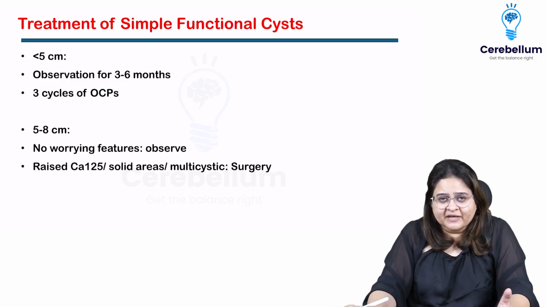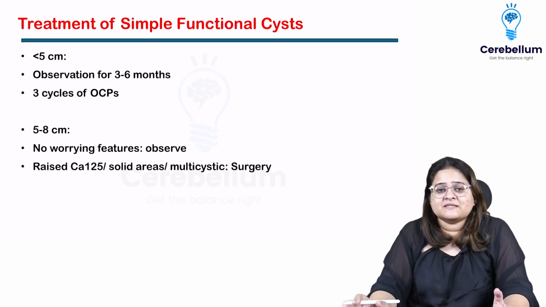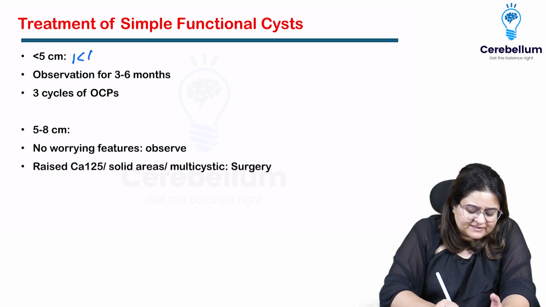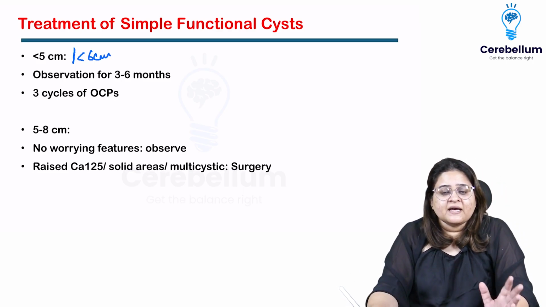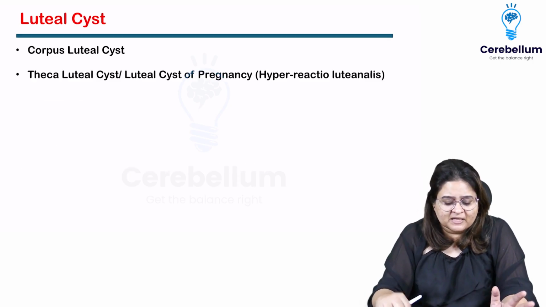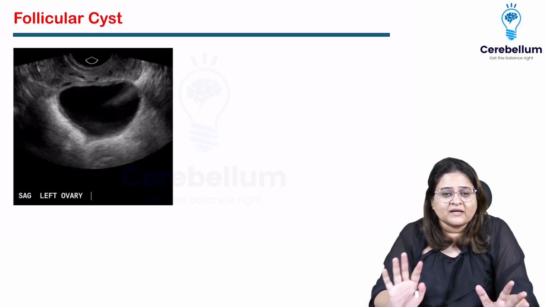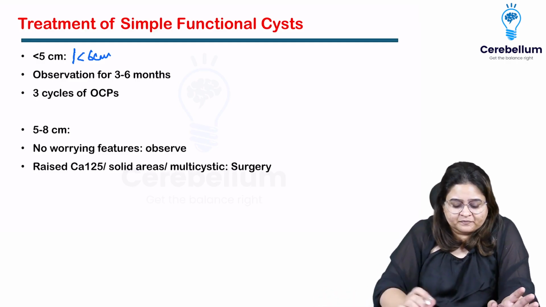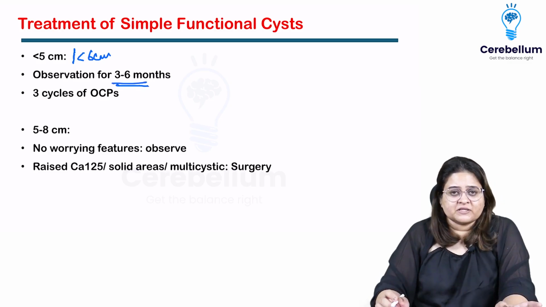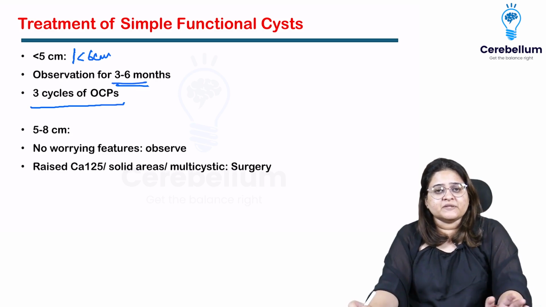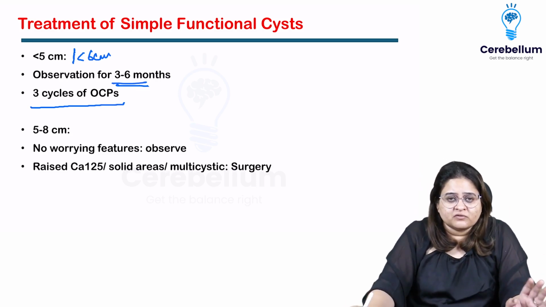So, if it is less than 5 centimeters, and some books say less than 6 centimeters. Okay, so I'm going to write here less than 5 or less than 6 centimeters, because Novak's, one of the standard books, gives it as 6 centimeters. And it's a simple cyst. You don't have to do anything. By simple cyst, I mean a simple black looking anechoic cyst on the ultrasound with no worrisome features at all. Simply observe for 3 to 6 months, or another option is give her 3 cycles of oral contraceptive pills. This will cause dissolution of the cyst.